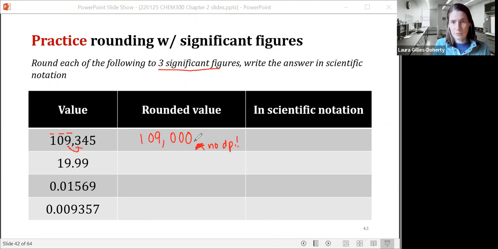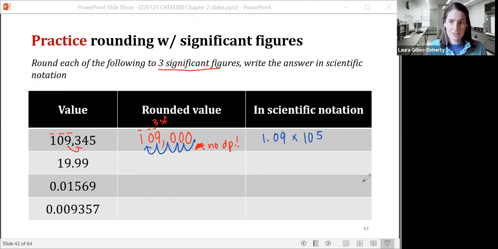Because if I put a decimal point here, then these zeros would count and I'd end up with 6 sig figs. I only want 3. So I have to leave out the decimal point. Now to write this number in scientific notation, to get a little more practice with that, we take where the decimal point would be and count how many spots over we need to move. 1, 2, 3, 4, 5. So we get 1.09 times 10 to the 5th.